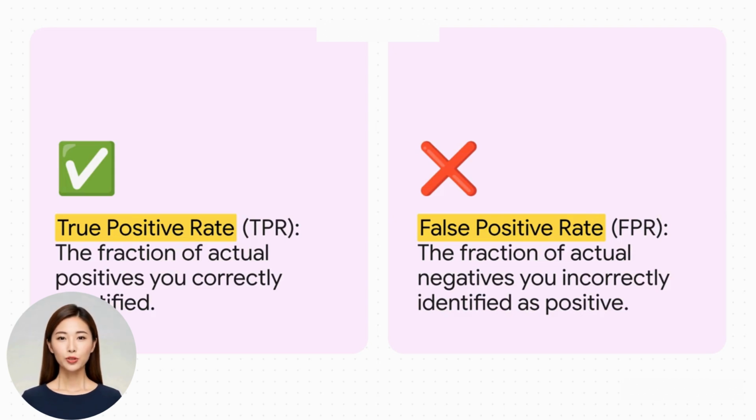Think about it. For medical screening, you want a super high true positive rate, right? You can't miss a real case. But for a spam filter, you'd want a crazy low false positive rate because you absolutely cannot afford to have an important email end up in the junk folder.